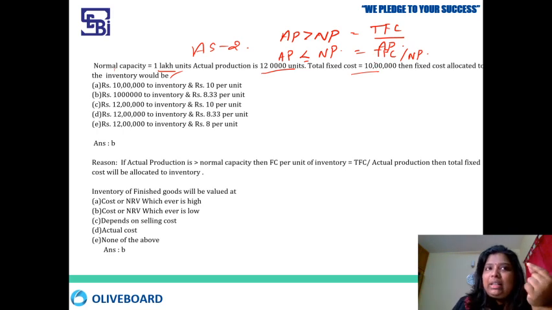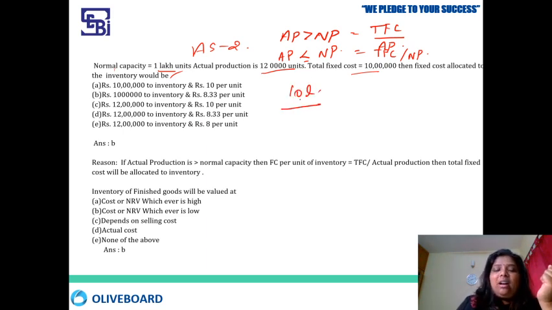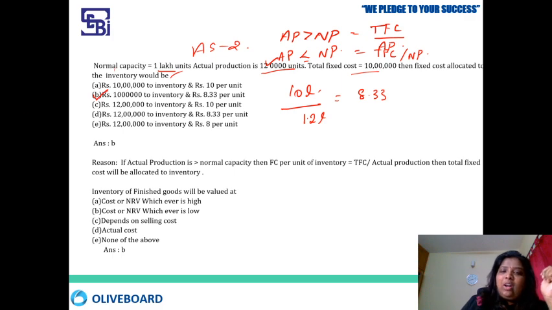That is per unit allocation I am talking about. So here per unit would be how much then? Now the cost is 10 lakh and the actual production is 1 lakh 20,000. Correct? So now 10 lakh divided by 1.2 lakhs. So it would be 8.33 per unit. So the answer is B. All right. This particular concept we have seen in our AS2 lecture.